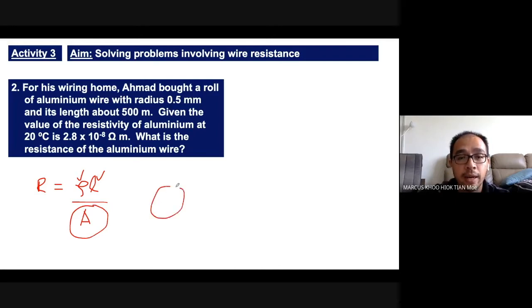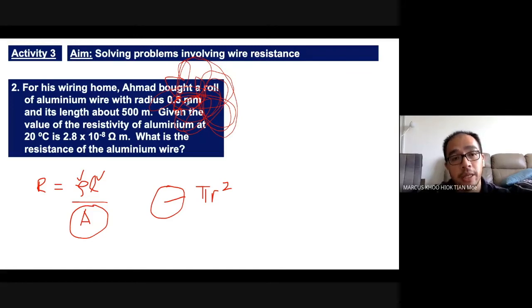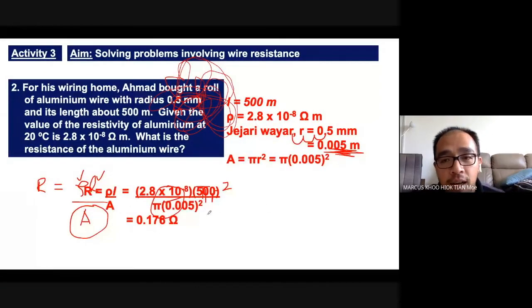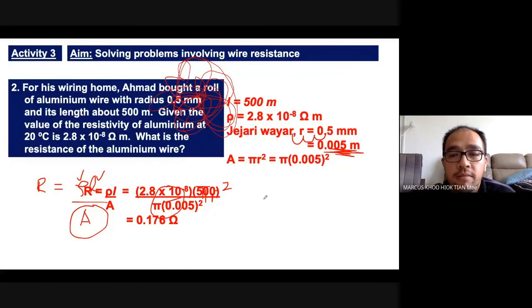Wire is a circle. So the area, this is 0.5 millimeters. Millimeters, people, please change it to meter first before you calculate. So the area will be pi r squared. You have to calculate the area now, but make sure that your r is 0.5 millimeters changed to meters. Okay, 2 minutes. Calculate this and tell me the resistance, please. Okay, fine. 17.83. Sorry, I didn't do this calculation.